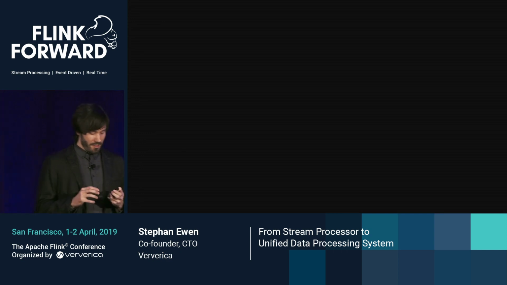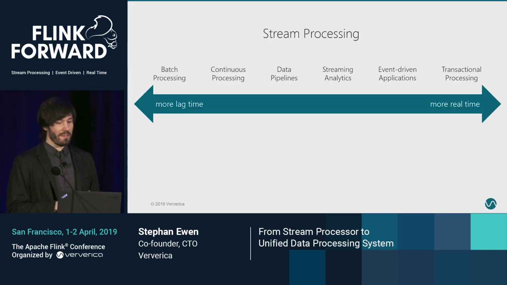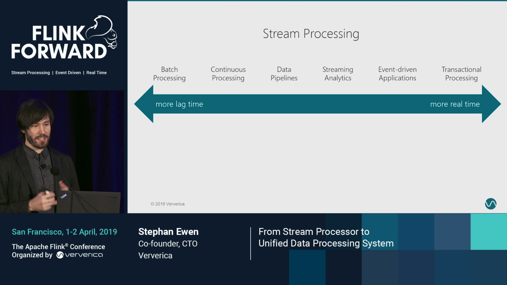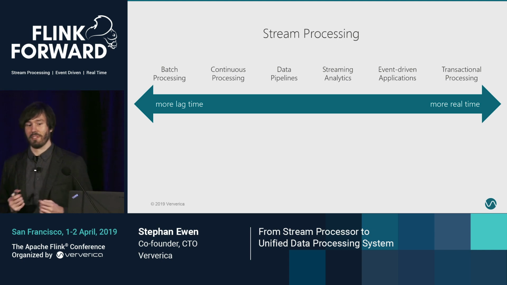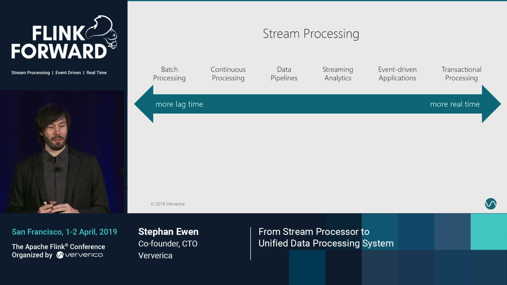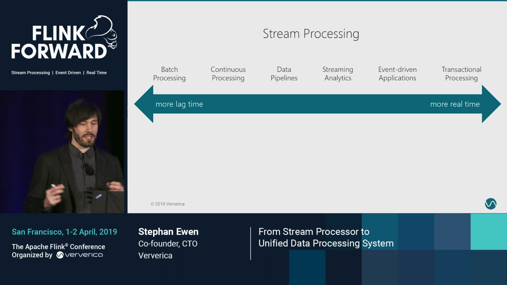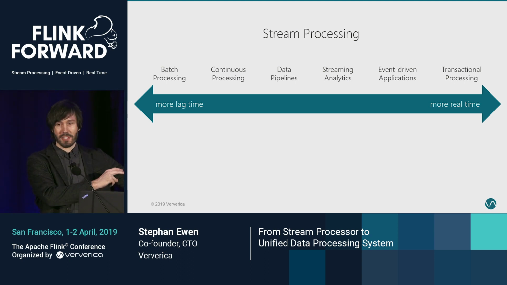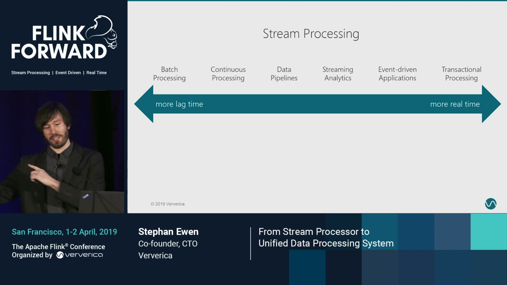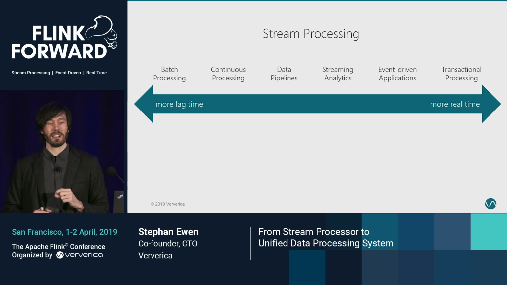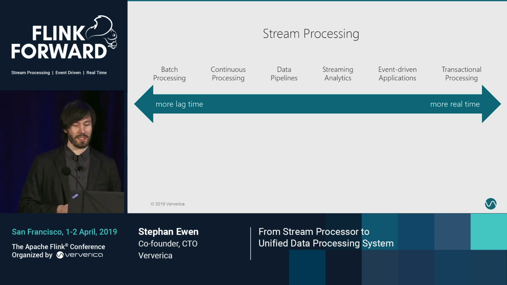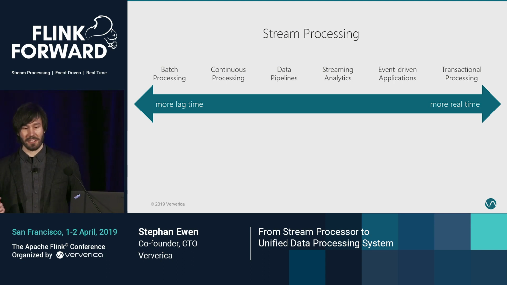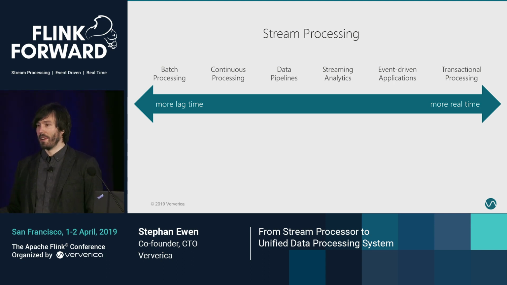To me, the stream processing space has always been a very big spectrum. Stream processing is not just a technology to do real-time statistics, real-time aggregates, or real-time event processing. It has always covered use cases from processing historic data, what we call lag time processing, to processing hard real-time data. So it spans the entire spectrum from batch processing over continuous processing, real-time data pipelines, streaming analytics, event-driven applications, and even almost OLTP-style transactional processing.